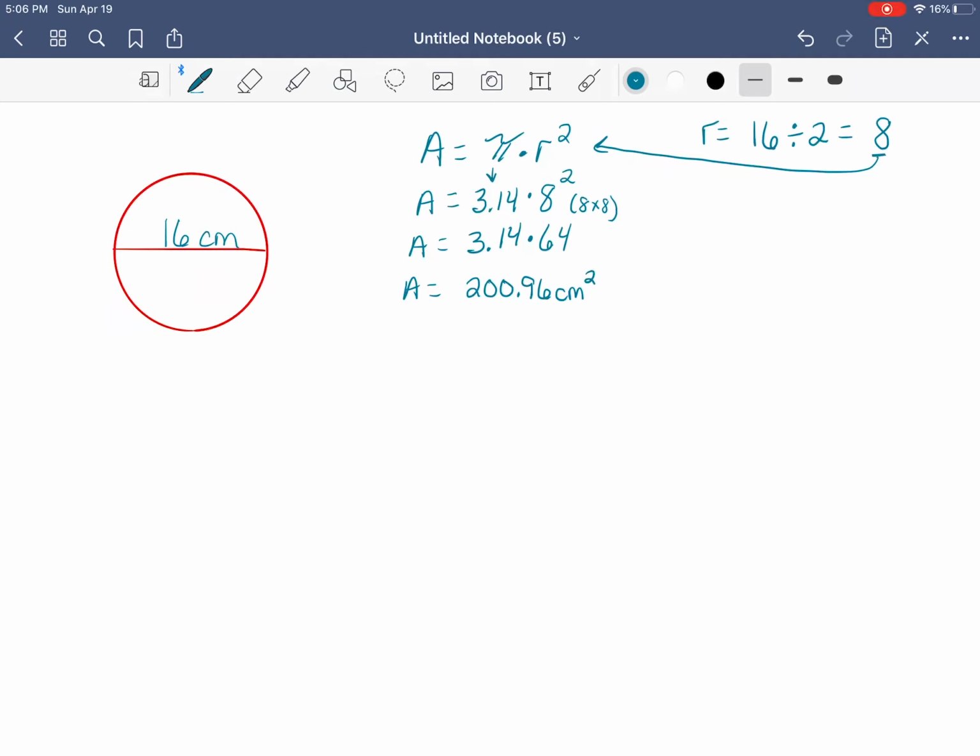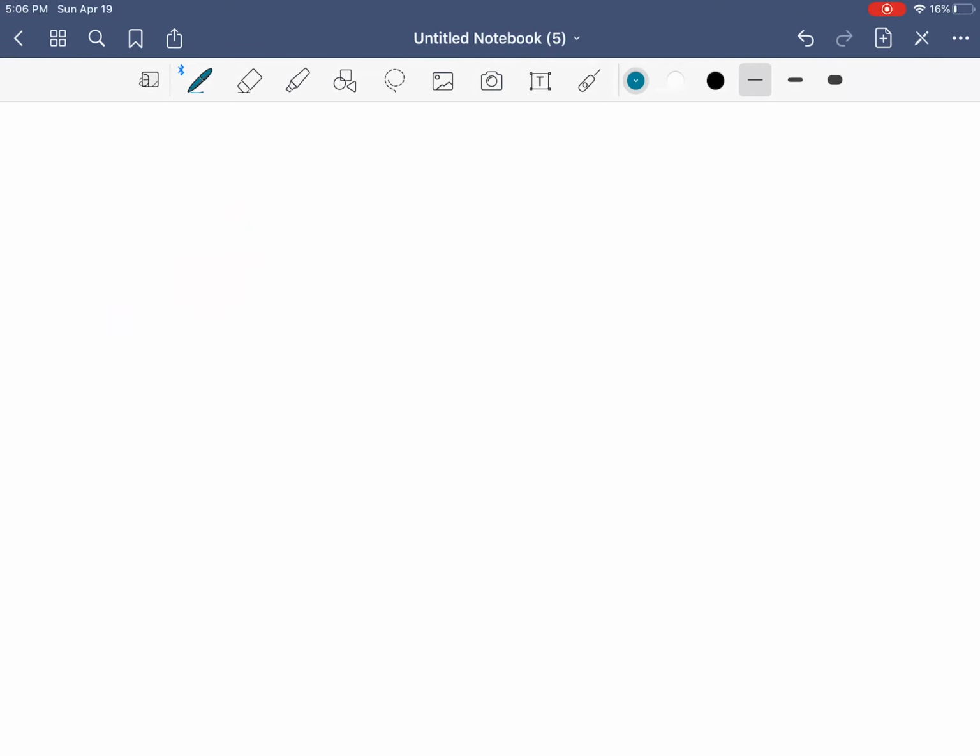All right, so they gave us a diameter. All we had to do was figure out the radius by dividing our diameter by 2, and that gave us our radius. Then we can start plugging our numbers into our formula to calculate the area. Now I want you to try a couple just to see how you do. So I will give you a circle.